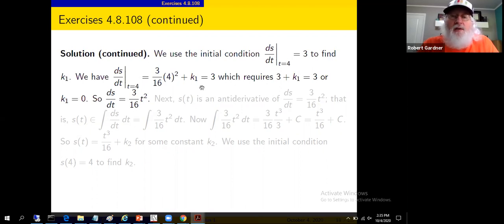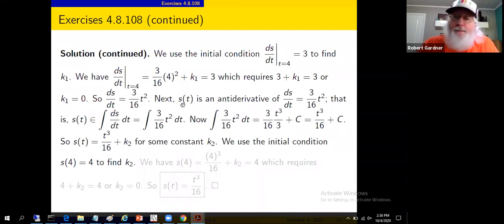So let's see, 4 squared is 16. We get cancellation. That gives us 3 plus k sub 1 equals 3. K sub 1 is 0. So ds/dt is 3 over 16 times t squared. I'm not looking for ds/dt, we're looking for s of t.